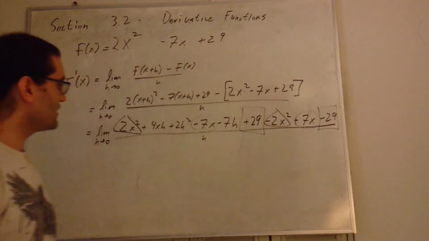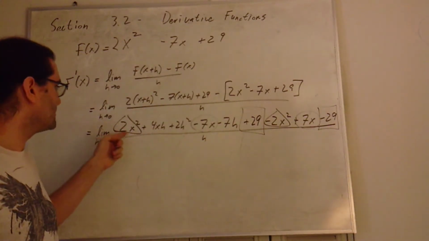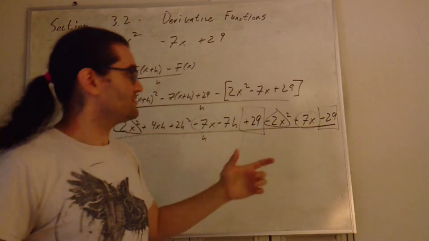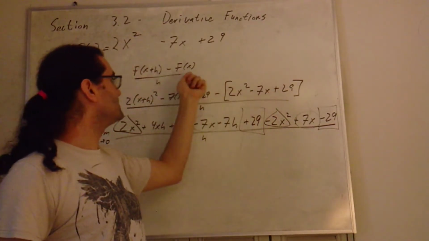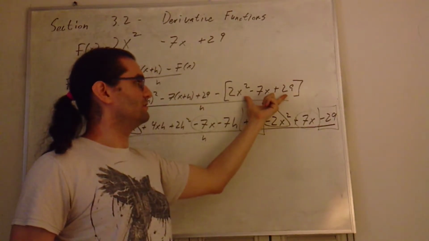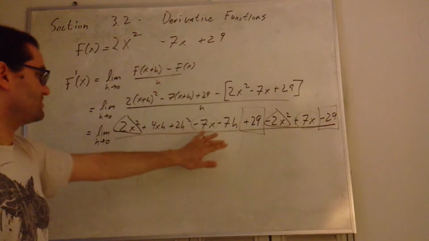So, everything that has an h is allowed to stay. Everything that does not have an h should cancel. And the things it should cancel with are all just the back end. This minus f of x piece, this is the piece that doesn't have any h's in it. This entire thing should cancel. Each piece of this individually should just cancel with a piece of the original.